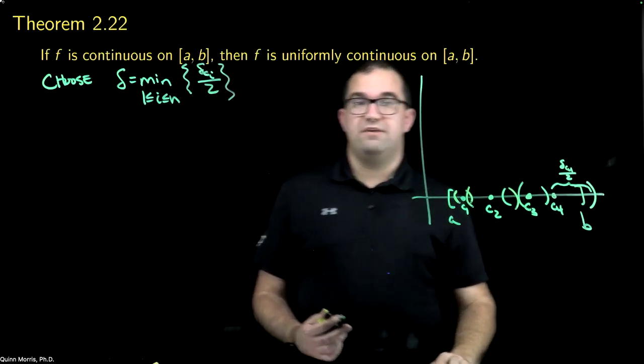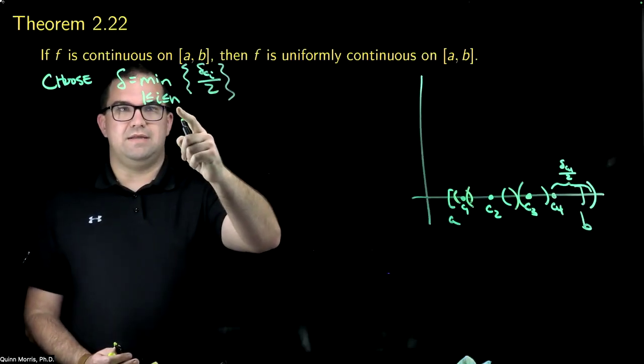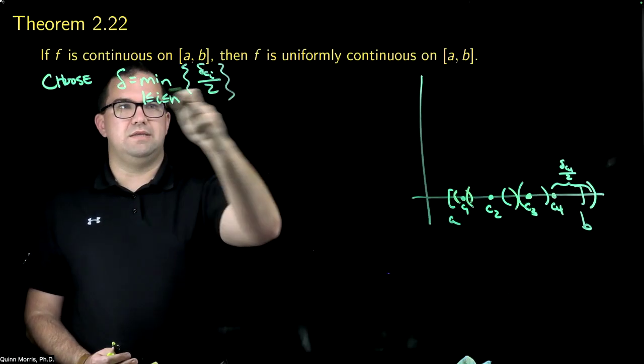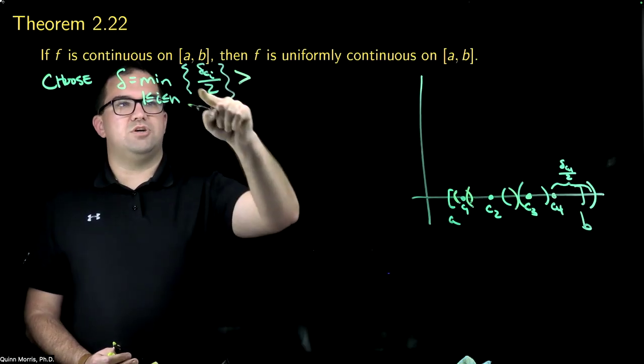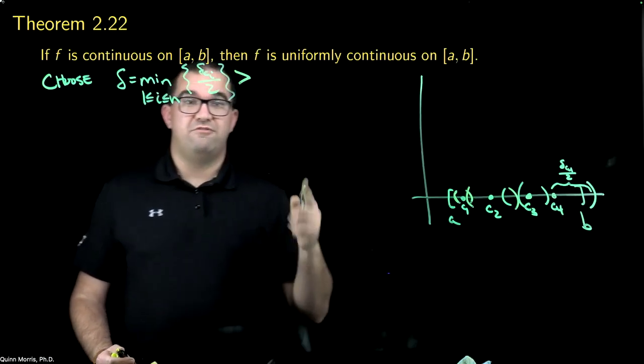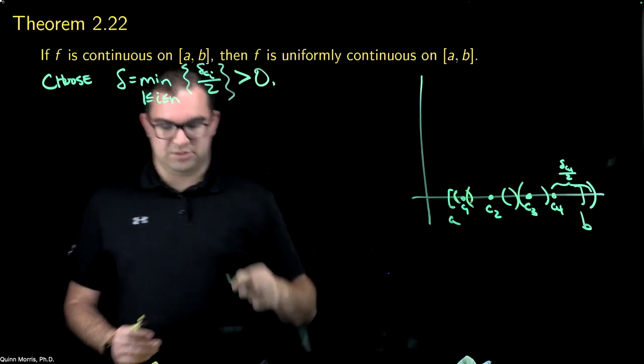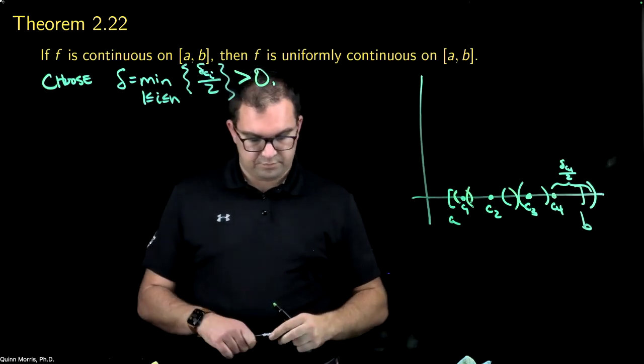Now there are only finitely many of these, because I've passed to my finite subcover. Each of these things is strictly greater than 0. And if I take the minimum of a finite number of things, each of which is strictly greater than 0, that's also strictly greater than 0. All right.